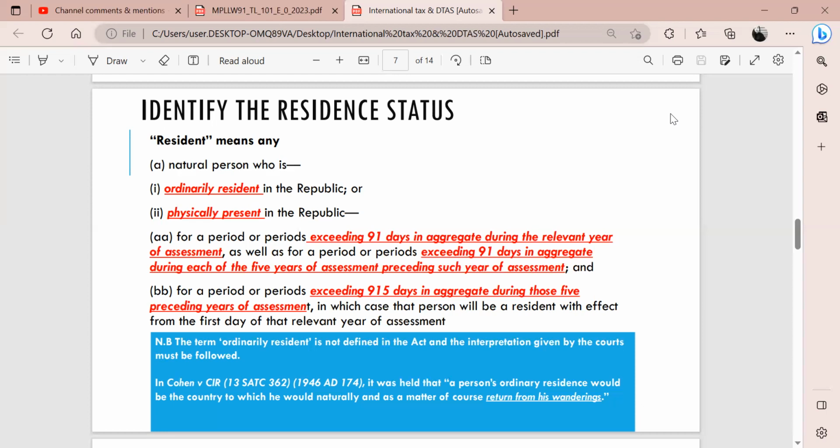The term ordinarily resident is not defined in the Income Tax Act, and the interpretation given by the courts must be followed. In Cohen versus CIR, it was held that a person's ordinary residence would be the country to which he would naturally and as a matter of course return to from his wanderings. So if South Africa is the one place that you will always return to from your wanderings, then that's where you are ordinarily resident.